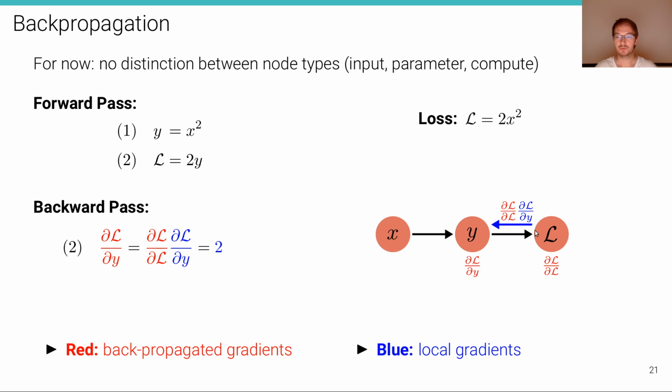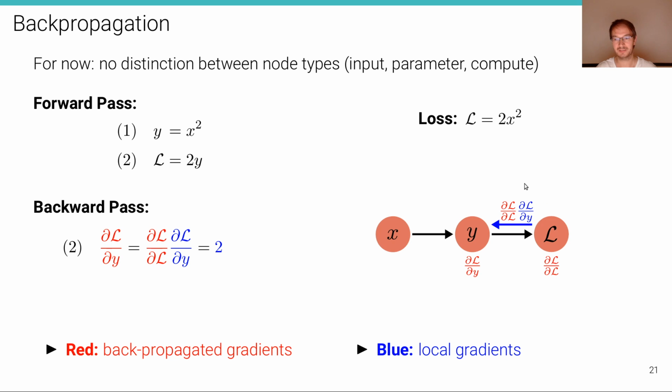Okay, so in order to compute now the gradient of L with respect to y, which is what I'd like to do first, and which I write at the bottom below y here, what I need to do is apply the chain rule, which is I need to compute the gradient of L with respect to the gradient of L times the gradient of L with respect to the gradient of y. This looks a little bit ridiculous here, right? Because what we're really interested in is only the gradient of L with respect to y.